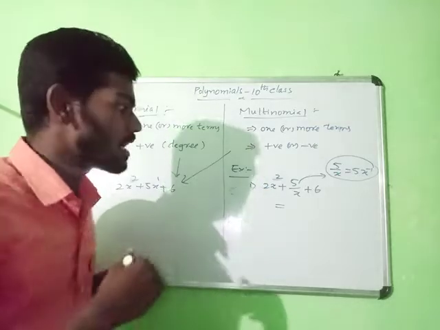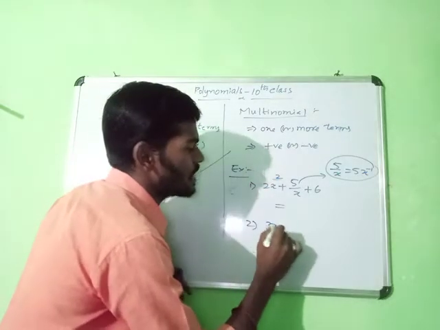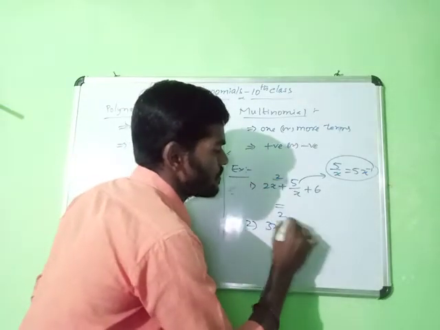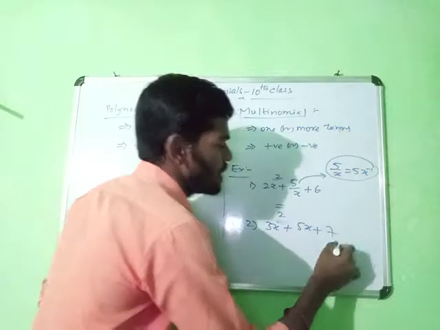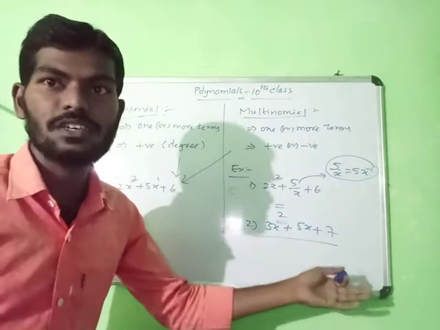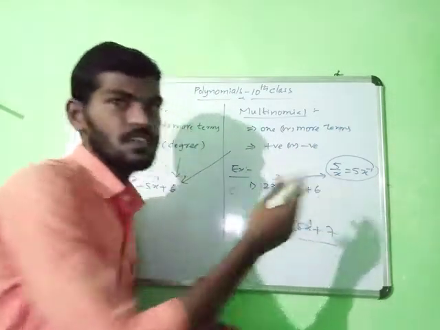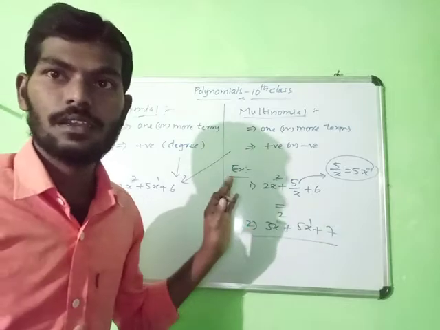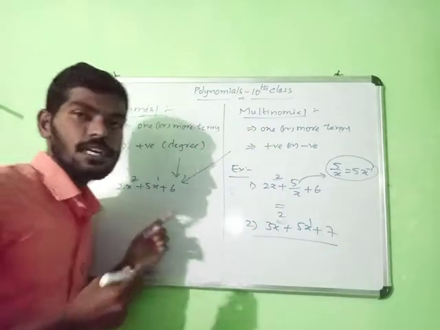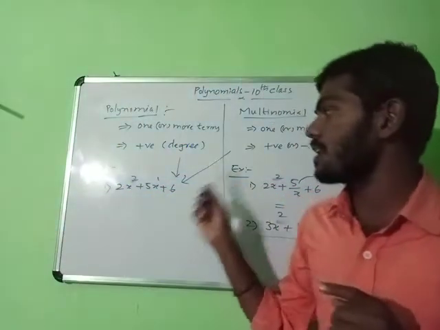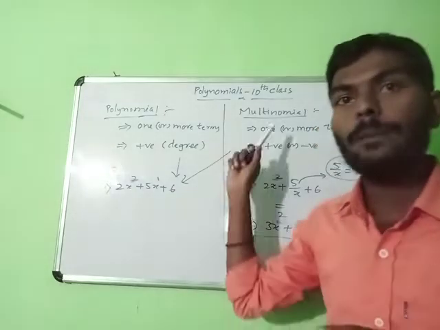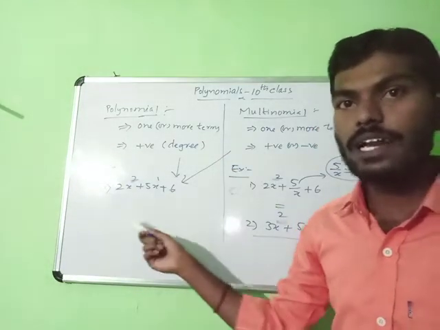Now for the second example, take for example 3x square plus 5x plus 7. This is also a multinomial. The degrees are all positive. Here negative is there; here all positive is there. This is also a multinomial. Okay. Now see here, every polynomial is a multinomial.